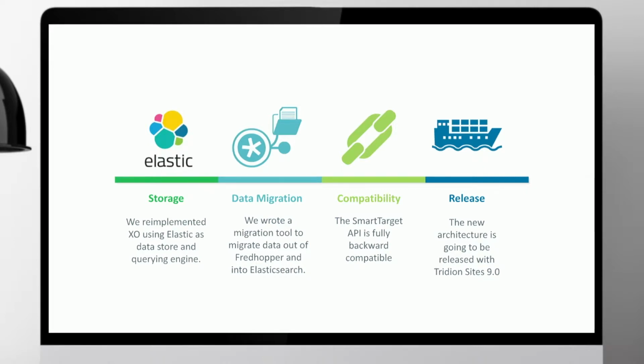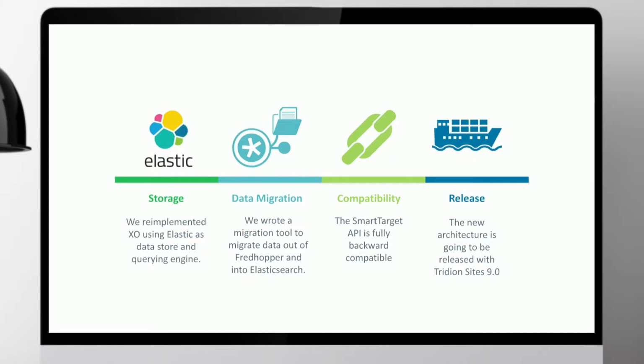out pretty well. At the same time, because everyone who's using XO is now on a Fredhopper stack, from the start we said, okay, let's build our storage layer on Elastic, but let's ensure that we have an easy way to migrate Fredhopper data out of Fredhopper and into Elasticsearch in such a way that whenever you connect your current XO installation from Fredhopper to Elasticsearch, there's actually no real difference in what you see and how you use it. In order to achieve that, we wrote a migration tool to do that for you. Something that Peter will also show later on.